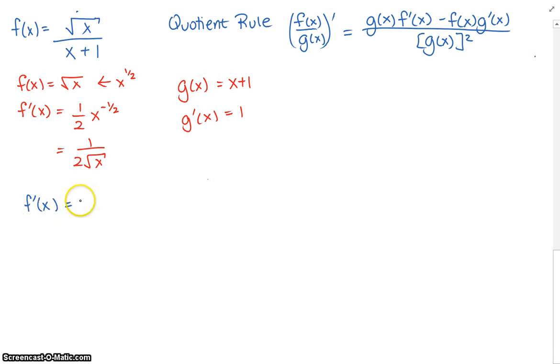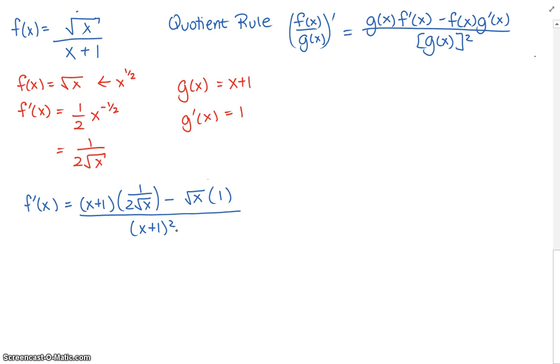G of x is going to be x plus 1. The derivative is going to be 1 over 2 root x, subtracting your f of x, which is root x times 1, all over your denominator, which is x plus 1 all squared. You will want to simplify this down because now you have to take the derivative of this to find the second derivative.